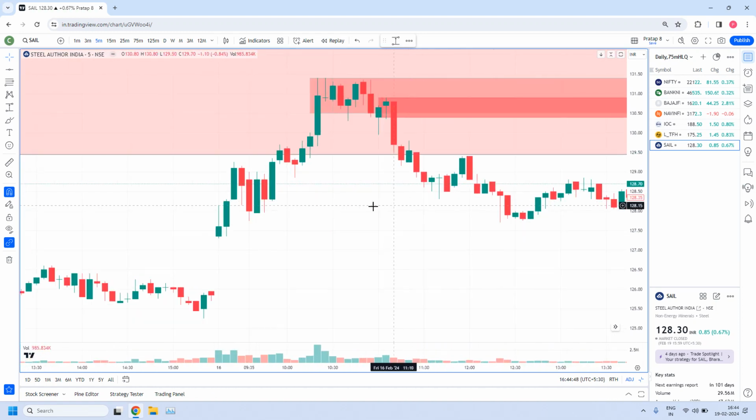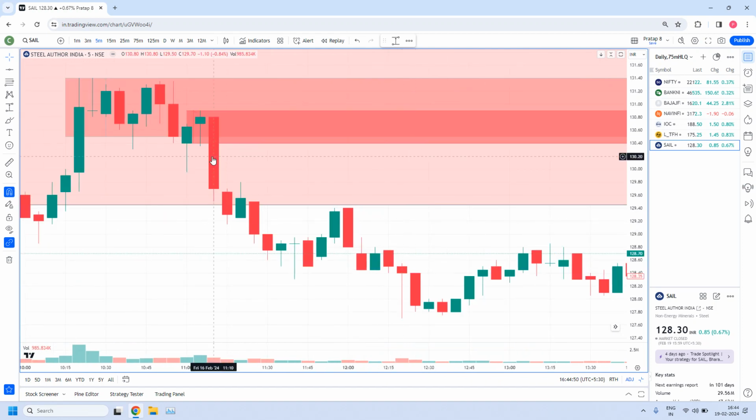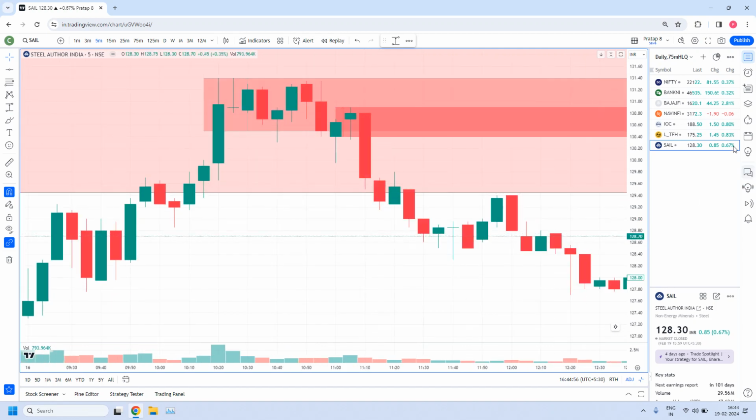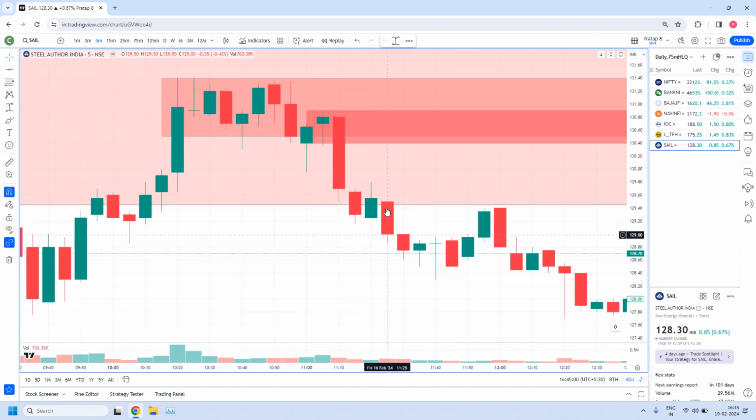Sorry, I was referring to some other stock, not this one. Sorry for my mistake. A lot of mistakes from my side today. I was referring to some other stock and saying not a good zone, not this one. This is perfectly a zone we have drawn.